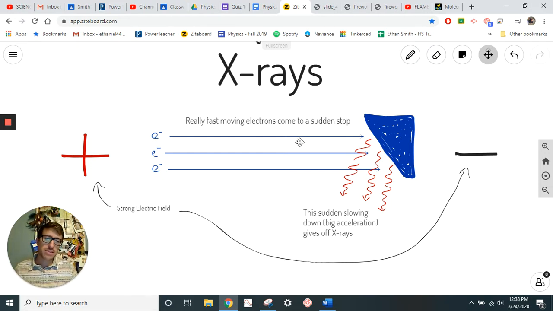So they get moving really fast, and all of a sudden they hit a material, usually copper in that case, right? Those electrons hit it, and they essentially come to a sudden stop. So if they have a high velocity and then no velocity, that is a big acceleration, right? That sudden slowing down, that extreme acceleration, gives off X-rays, which have a very high frequency and a very short wavelength.